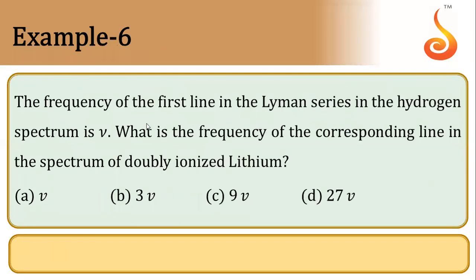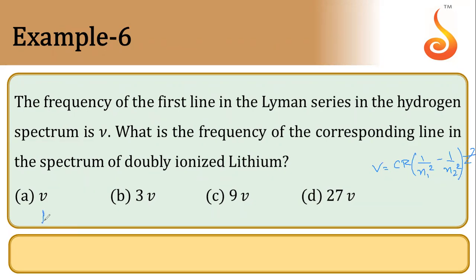So let's move to the last one. The frequency of the first line in the Lyman series is nu. Just now we got this formula: nu = Cr × (1/n1² − 1/n2²). But this one was for the hydrogen atom. If it is for some other atom, you have to multiply with Z². So the frequency of the first line in the Lyman series is nu.